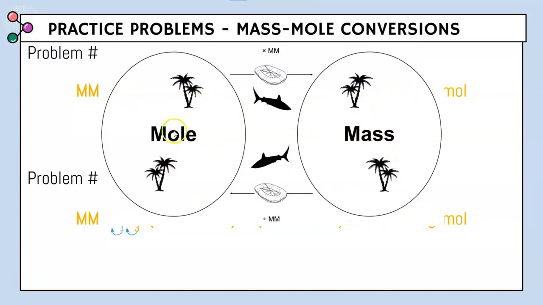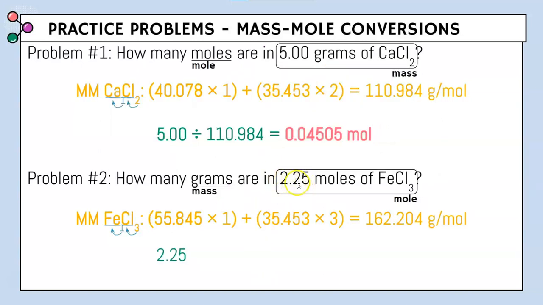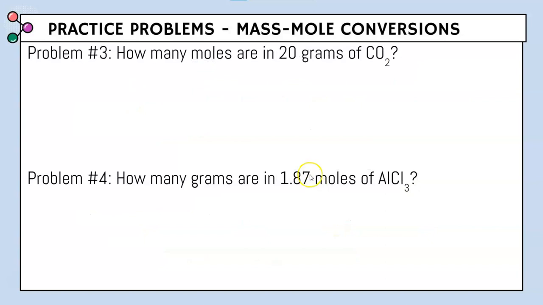Now this time we're going from mole to mass. If we're going from mole to mass, this arrow says we're going to multiply by the molar mass. So we take the number we are given, 2.25, multiply by the molar mass that we solved for, and our calculator gives us 364.959 grams. So let's move on to our next example.